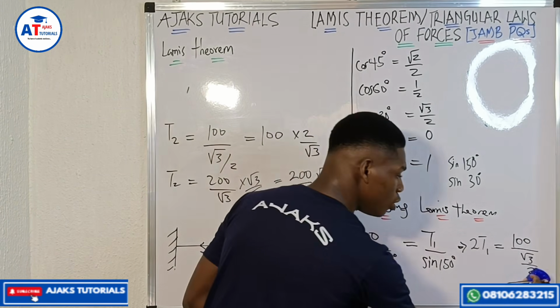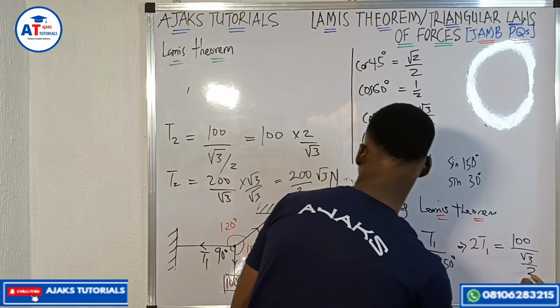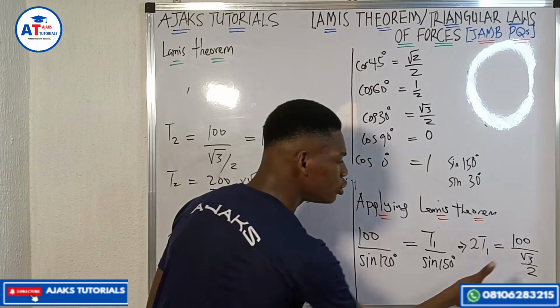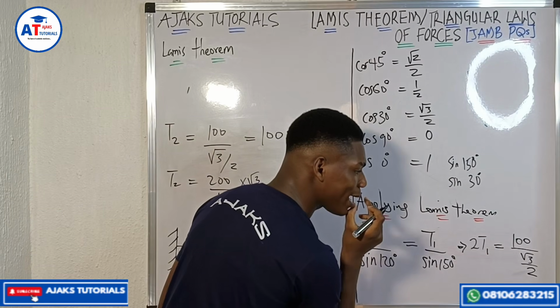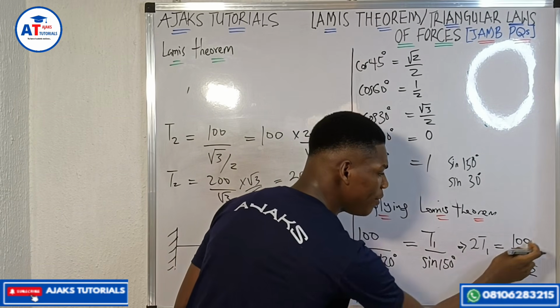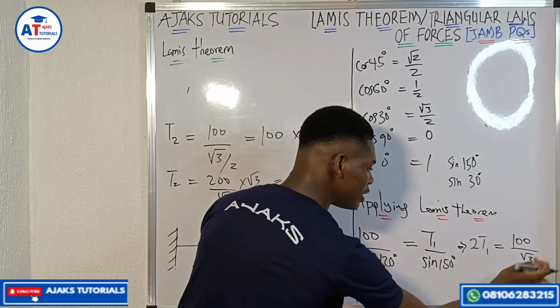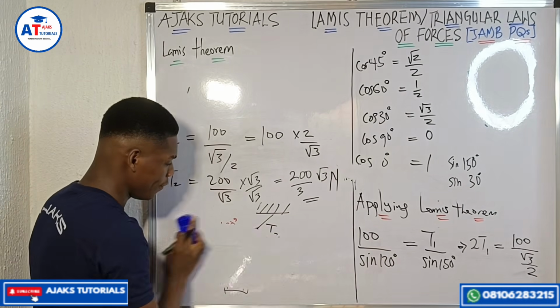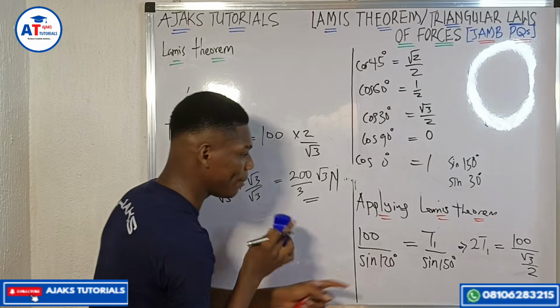Is it not so? Root 3 over 2. I hope I am not making a mistake here. Okay, I'm not. So root 3 over 2. Now, what can I do? Okay, let me first compute this place. We are done. Follow me. I want to compute that place.